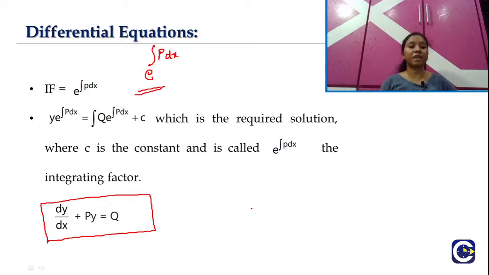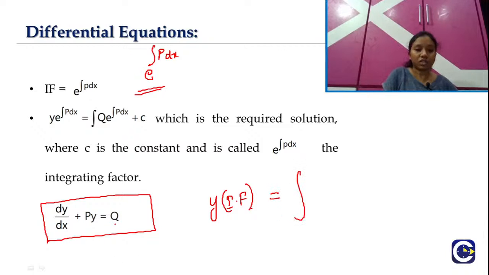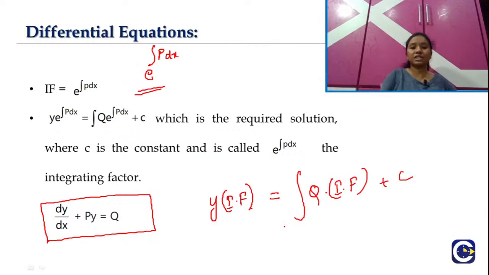Once we find the integrating factor, the solution will be y into the integrating factor. This will be the format of the required solution. So y into the integrating factor is equal to the integration of q into the integrating factor, and after the integration we will have the constant c. This will be our required solution.